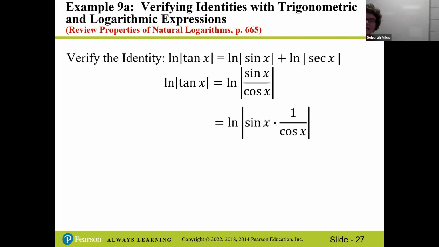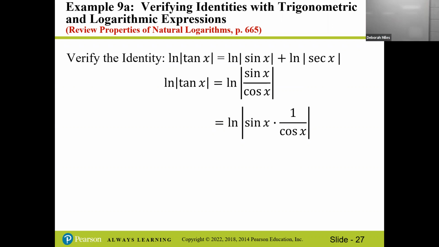Well, it looks like in order to get a secant out of that, they needed to separate the fraction sine over cosine into sine times 1 over cosine, because you keep looking back up at what you're going for, and you want a secant out of this expression, so you're going to have to write that cosine in the denominator as 1 over cosine.